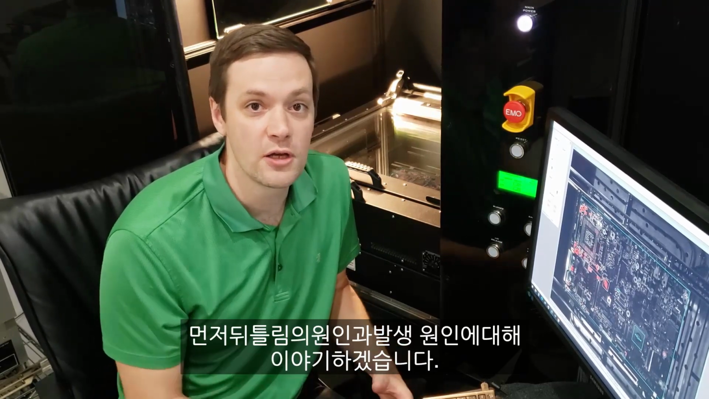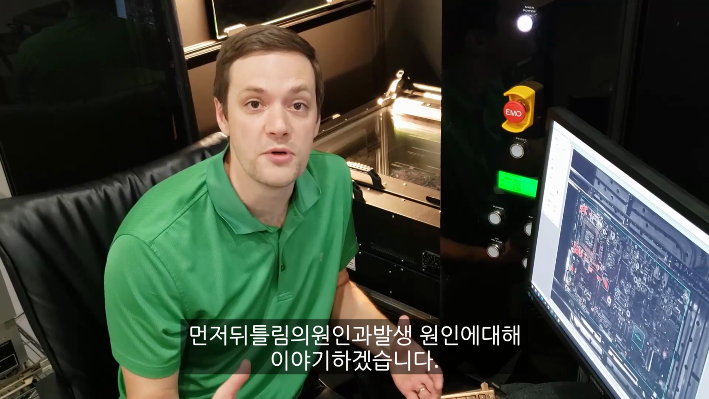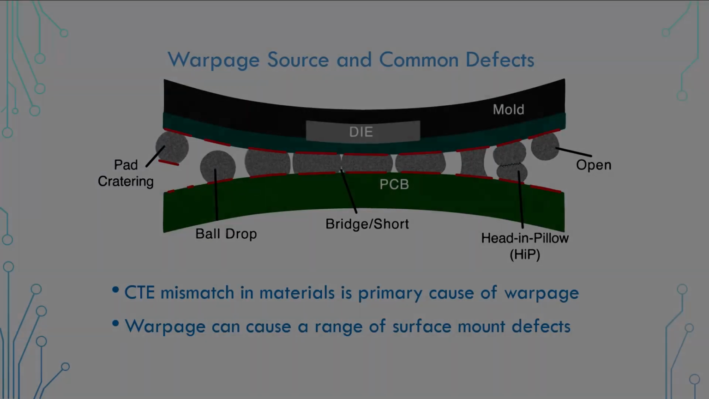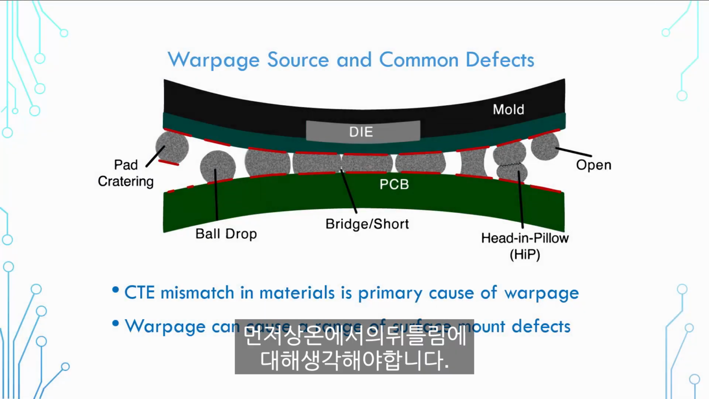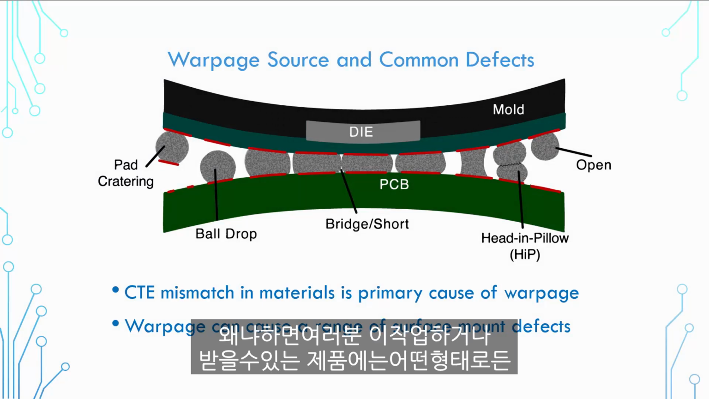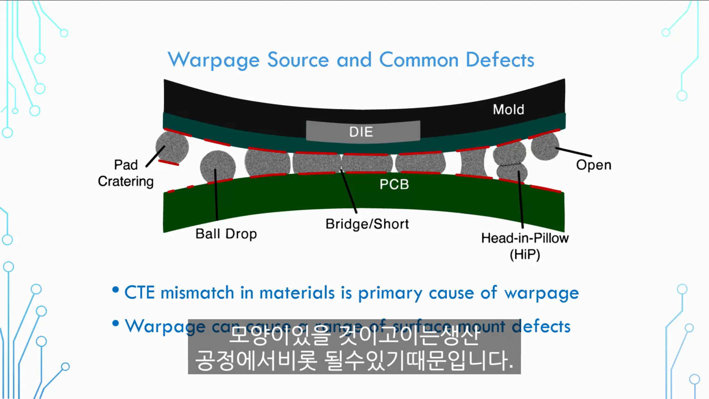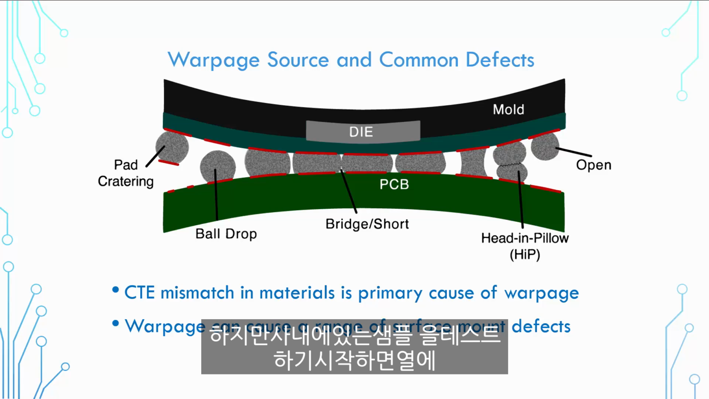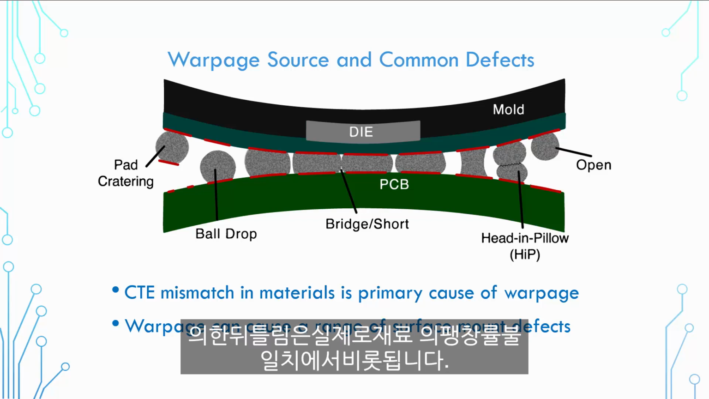We'll start by talking about what causes warpage and where it comes from. We should start thinking about warpage at room temperature first, because the products that you may be working with will have shape to them of some sort, and that can come from their production process. But when we get into testing the samples that you may have in-house, then thermal warpage really comes from the mismatch of the expansion rates in the materials.